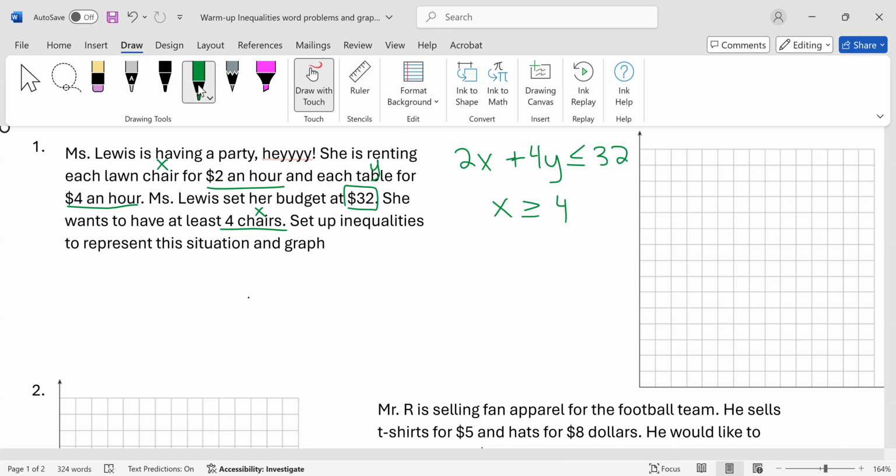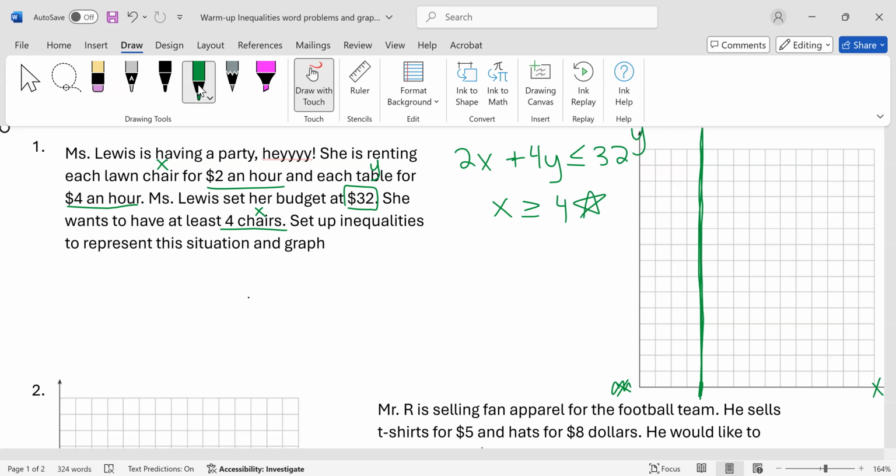Okay, so we're going to go ahead and graph what this looks like. I'll do this bottom one first. That's easy. I'm going to go to X. So this is the X-axis down here, and this is the Y-axis here. Okay, so the X value 4 is right here. This is the line that goes through 4 on the X-axis. So that's the line you should have drawn.